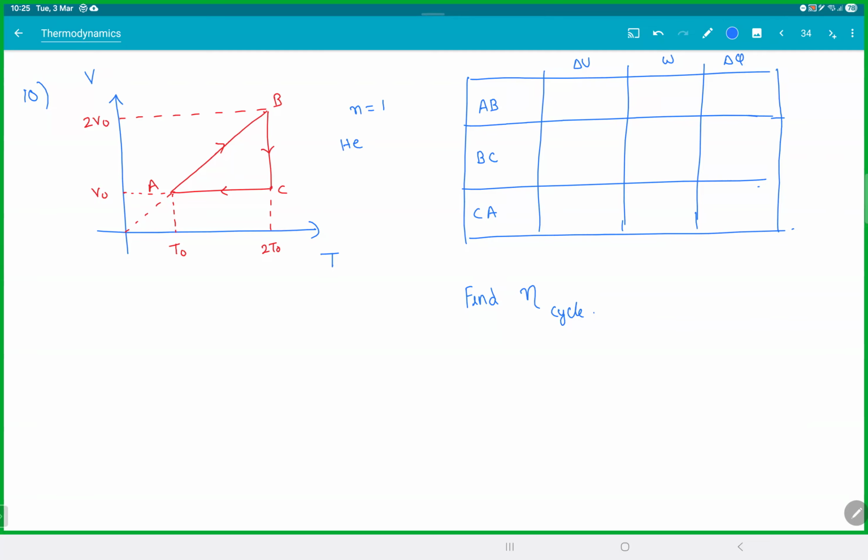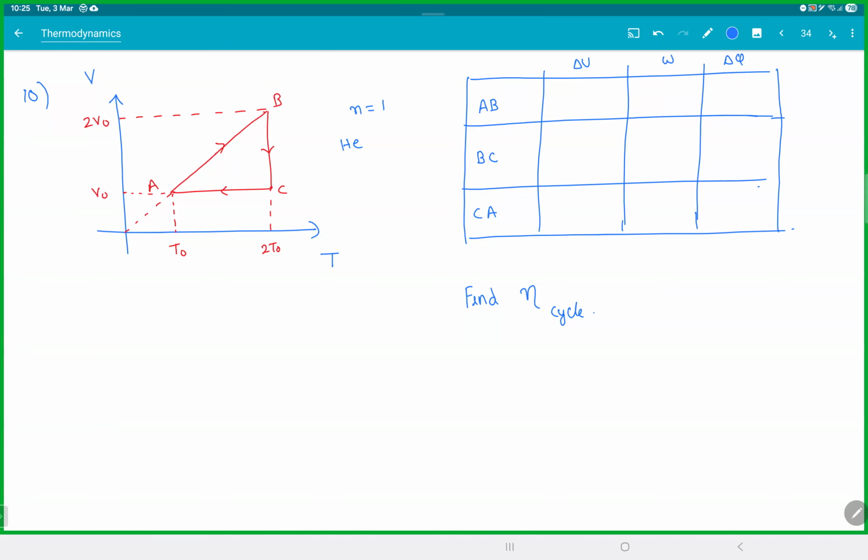Did you guys figure out what processes are this? A to B is which process? Isobaric. B to C, isothermal. C to A, isochoric. So that is the first thing. If you know your process, you know the formulas. Fill up the table. And luckily here temperatures are already given.